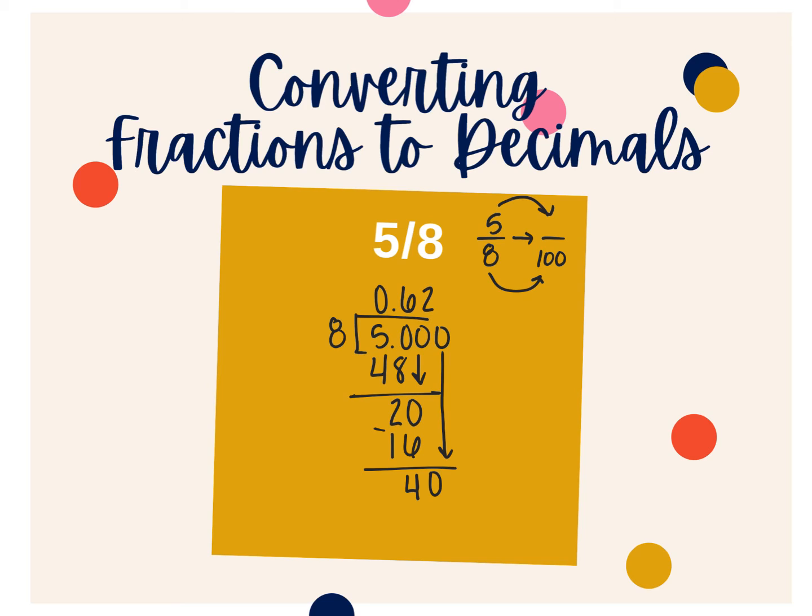Again, we're going to repeat the step. How many times does 8 go into 40? In this case, it goes in nicely. It goes in 5 times because that's 40. When we subtract and we get a 0 at the end, that's how we know this division problem is done. The number at the top is our answer. So in this case, we have just learned that 5/8 is equivalent to the decimal 0.625.